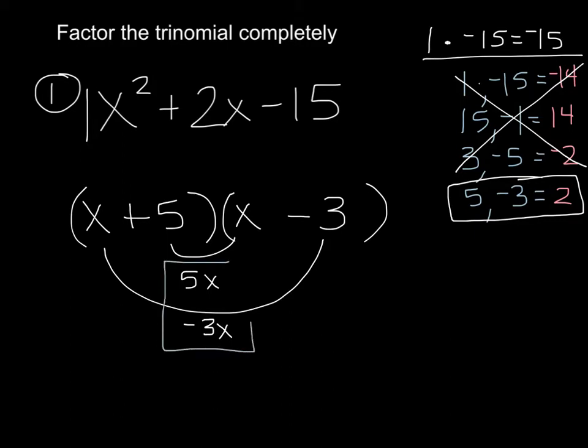When I add those two together, I get a positive 2x, which is what I want in the middle. So that's a quick way to check. You want to make sure that you get exactly what you want in the middle. You can also double check that x times x gives you the x squared, and 5 and negative 3 gives you your negative 15. So this is actually our answer right here.